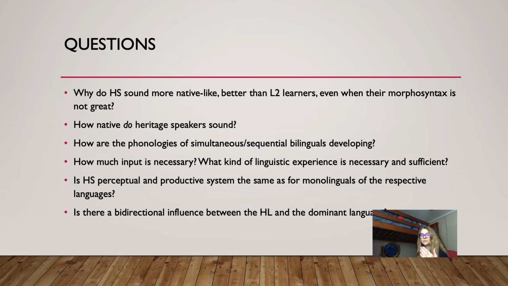What about the difference between the perception and the productive system? The perception, can you perceive the sound distinctions? Can you produce the sound distinctions? And is there a bidirectional influence between the heritage language and the dominant language? So does the heritage language also influence the dominant language, or only the other way around? So there are a lot of questions, more than these two.